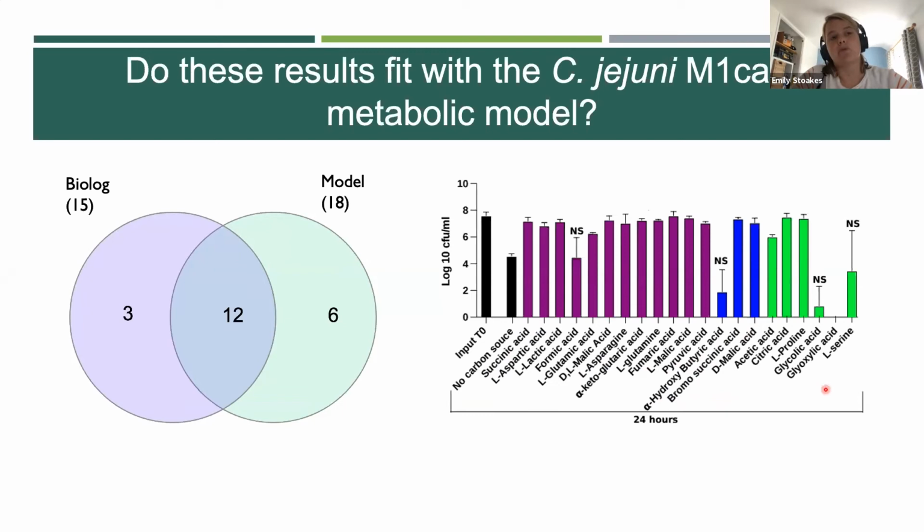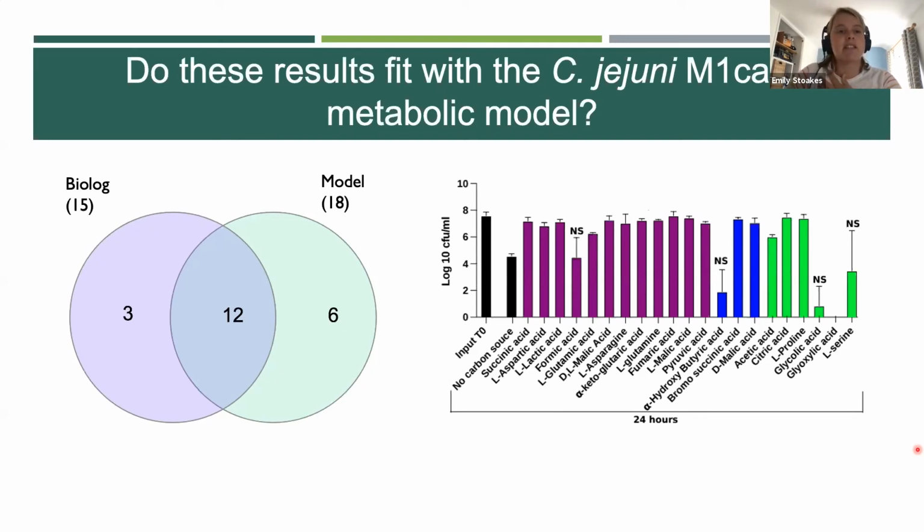So then you look at the ones which were found in the model, but not in the Biolog plate. And you can look at these. So these are citric, acetic, and proline. And these are potentially not being called up, and I don't know if this is right, but if you look at the Biolog plate, you're only looking at NADH reduction. So even though these cells are clearly surviving, we might not have a color change because we're only looking at NADH reduction, and there are potentially other reductants happening. So glycolic and glyoxylic acid, this is because we think there are transporters of these, but we might be wrong. So obviously survival is not happening with these at all.